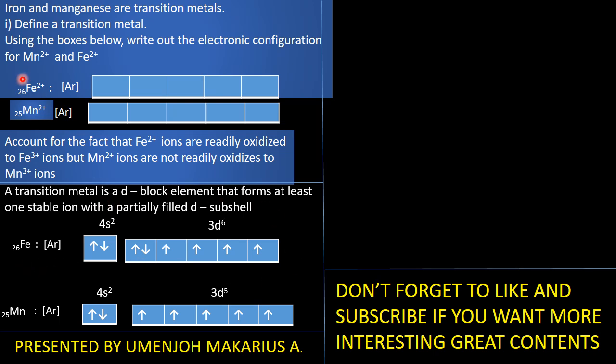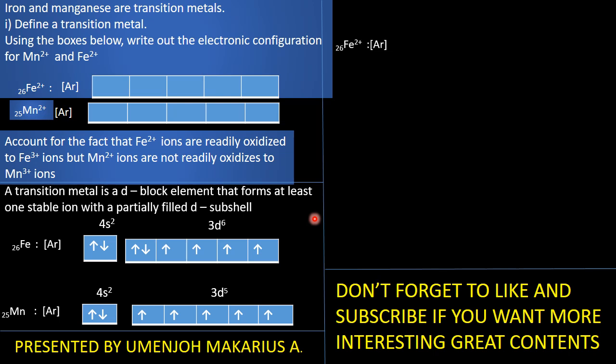Now let's see how we can get that for iron 2+ and manganese 2+. Keep in mind that iron 2+ simply means you are removing 2 electrons from the iron element, and manganese 2+ means you are removing 2 electrons from manganese. The outermost orbital here is the 4s squared, so we simply remove 2 electrons from this 4s orbital and 2 electrons here. Consequently, this orbital cancels out and we are just left with this.